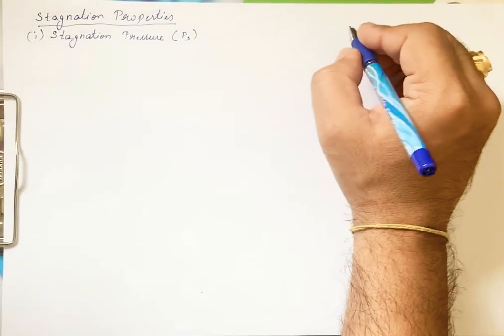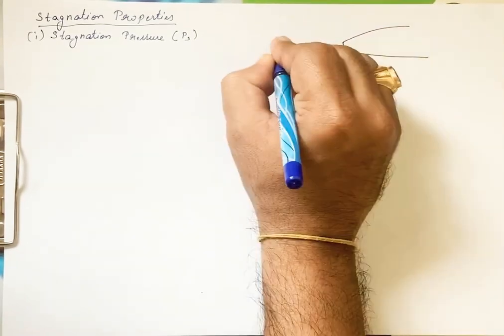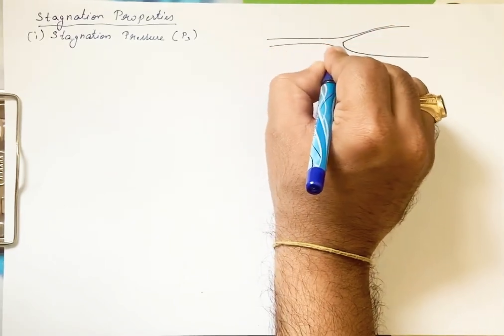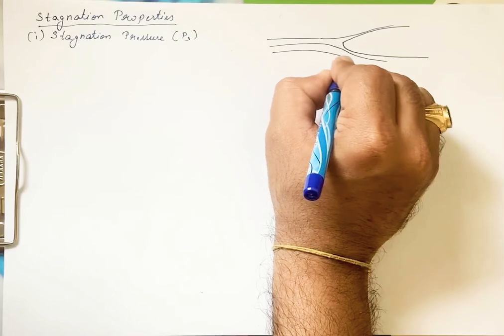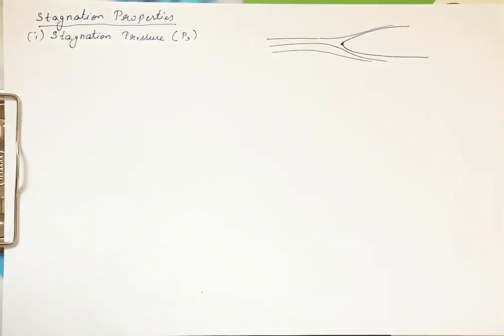Let us consider one example. We have a body like this, and fluid is flowing across this body like this. At one point the velocity becomes zero, and there is an increase in pressure, there might be an increase in temperature, and density might increase or decrease there. That property is called a stagnation property.